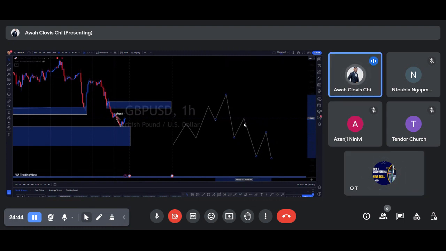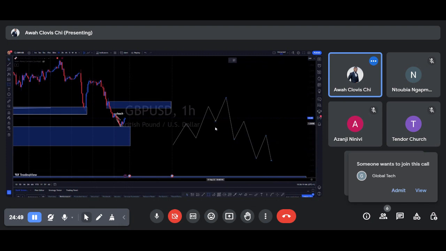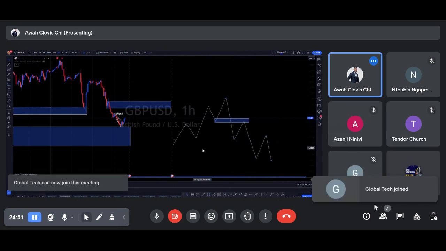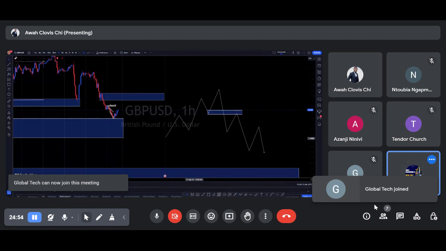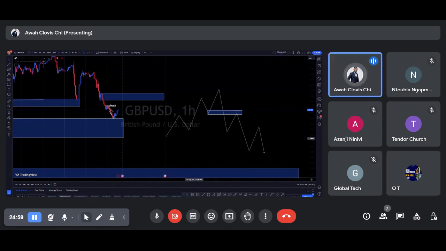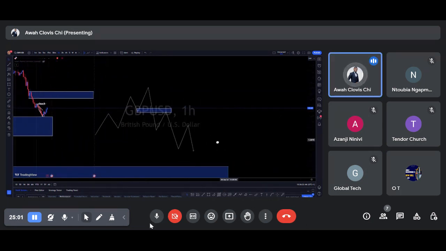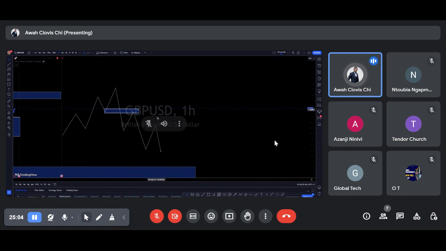This is what we call a breaker block. But now there is also what you will now call a failure swing, which I think is what you're referring to as the flip. Where you now have this change of character, pull back.